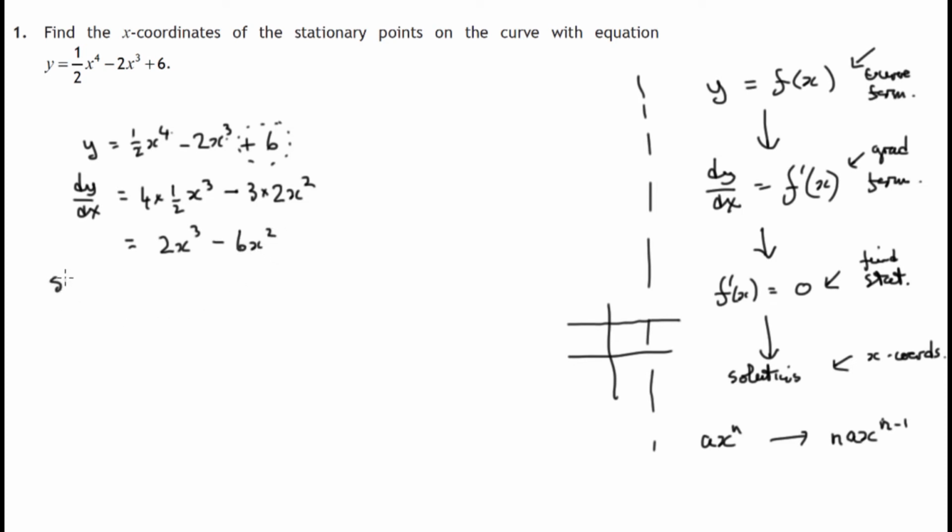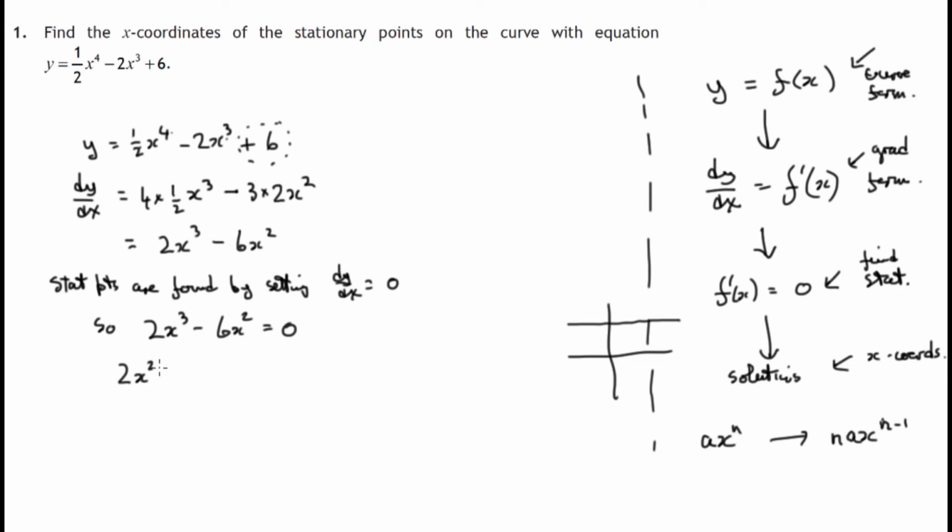And state what we're doing. Stationary points are found by setting dy by dx equal to 0. So in this case, 2x cubed minus 6x squared equals 0. Common factor, 2x squared. That leaves us with x minus 3. If you don't believe that, multiply it out. 2x squared times x gives you 2x cubed, minus 2x squared times 3 gives you 6x squared.